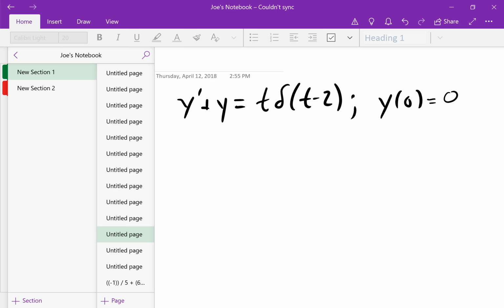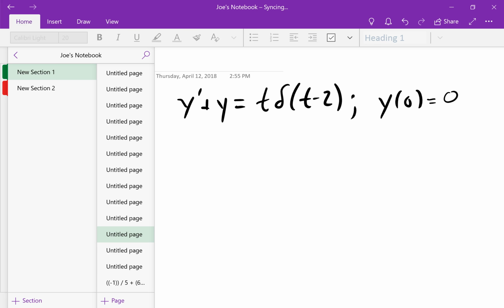Remember the Dirac delta function is that unit impulse function. The physical interpretation is producing a large magnitude for a short period of time. That's the whole idea behind the Dirac delta function.